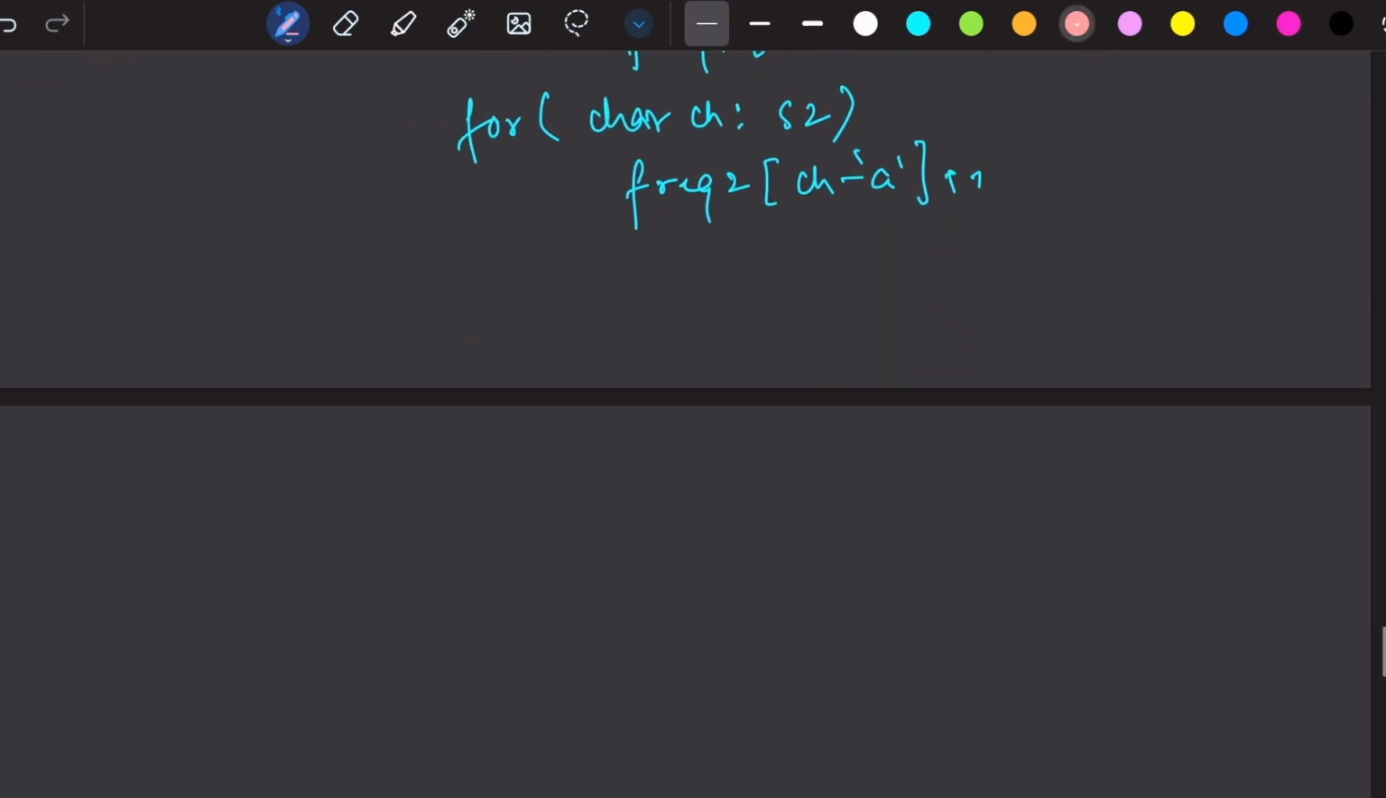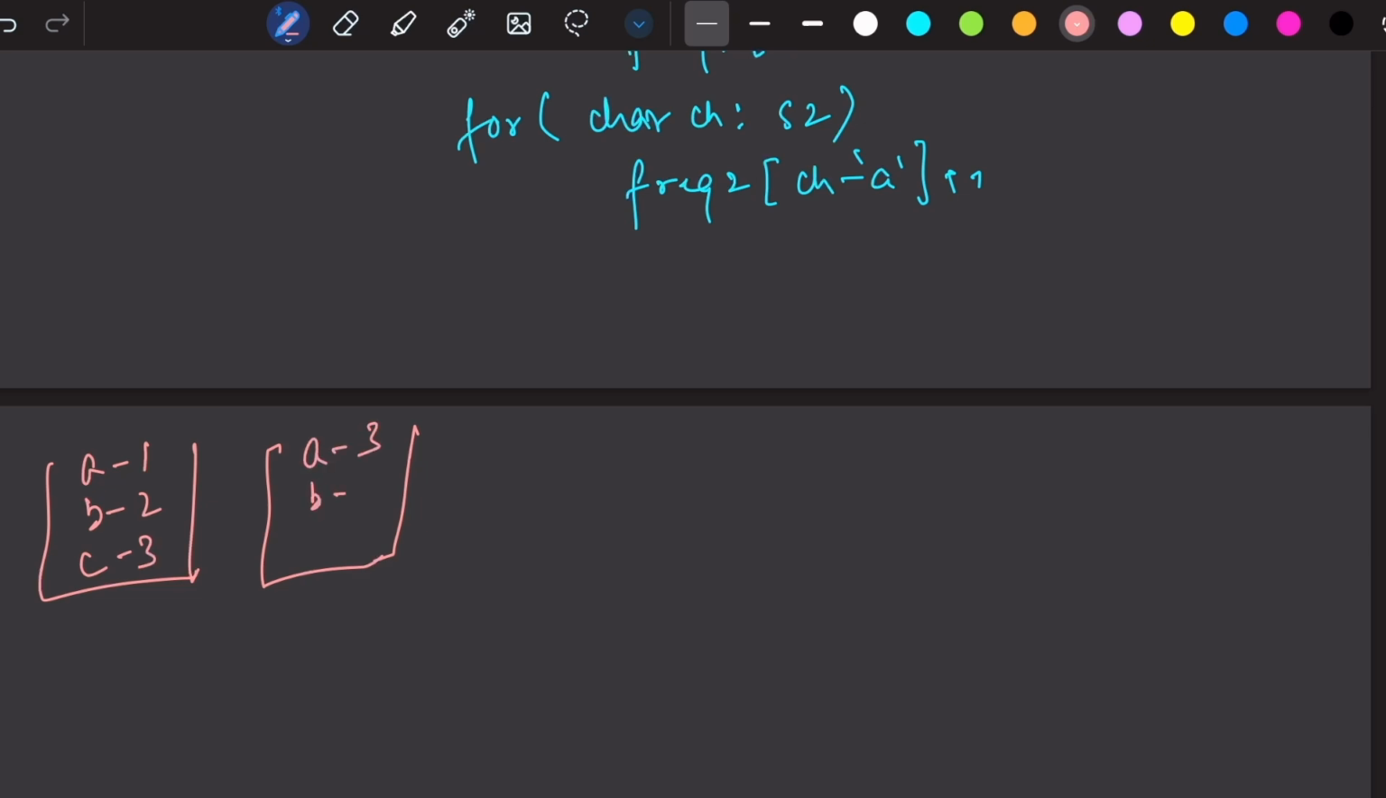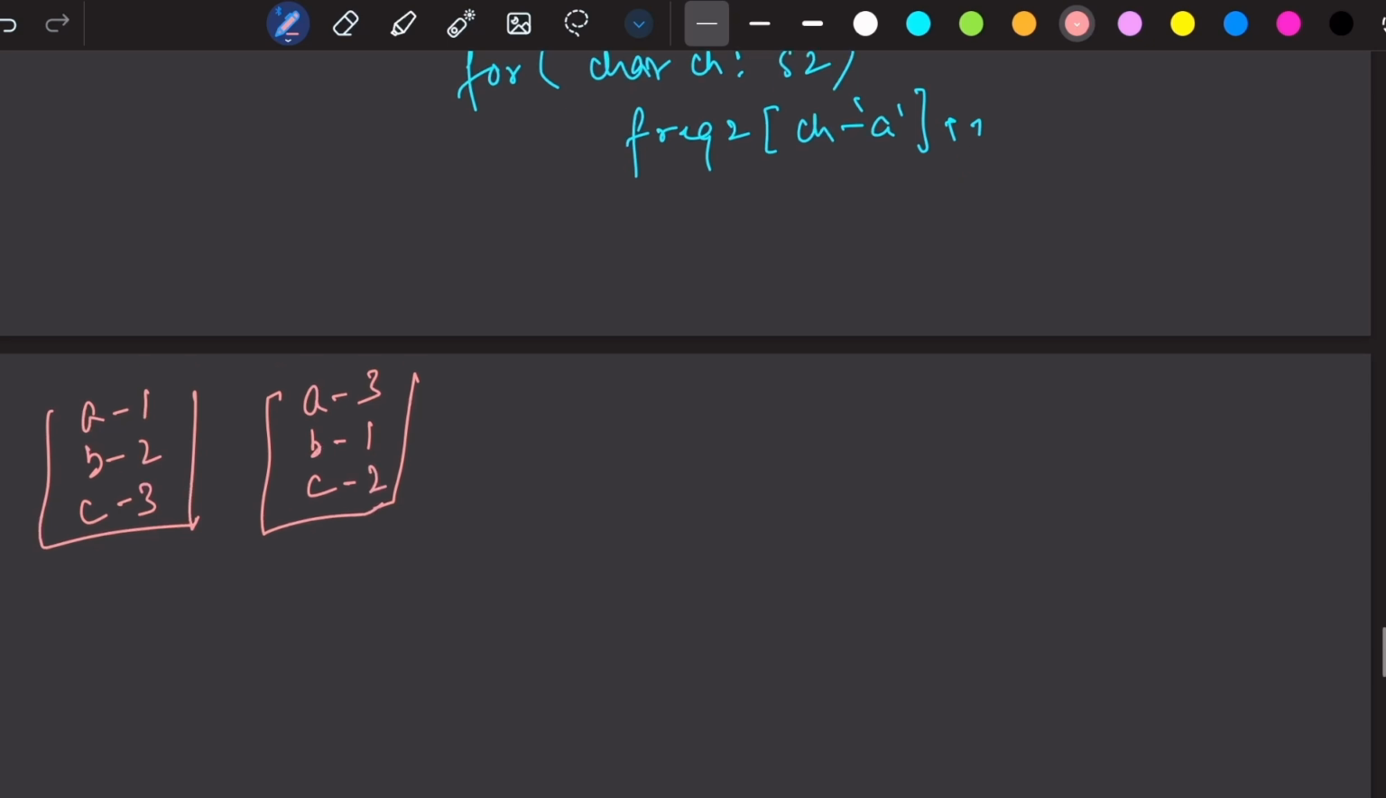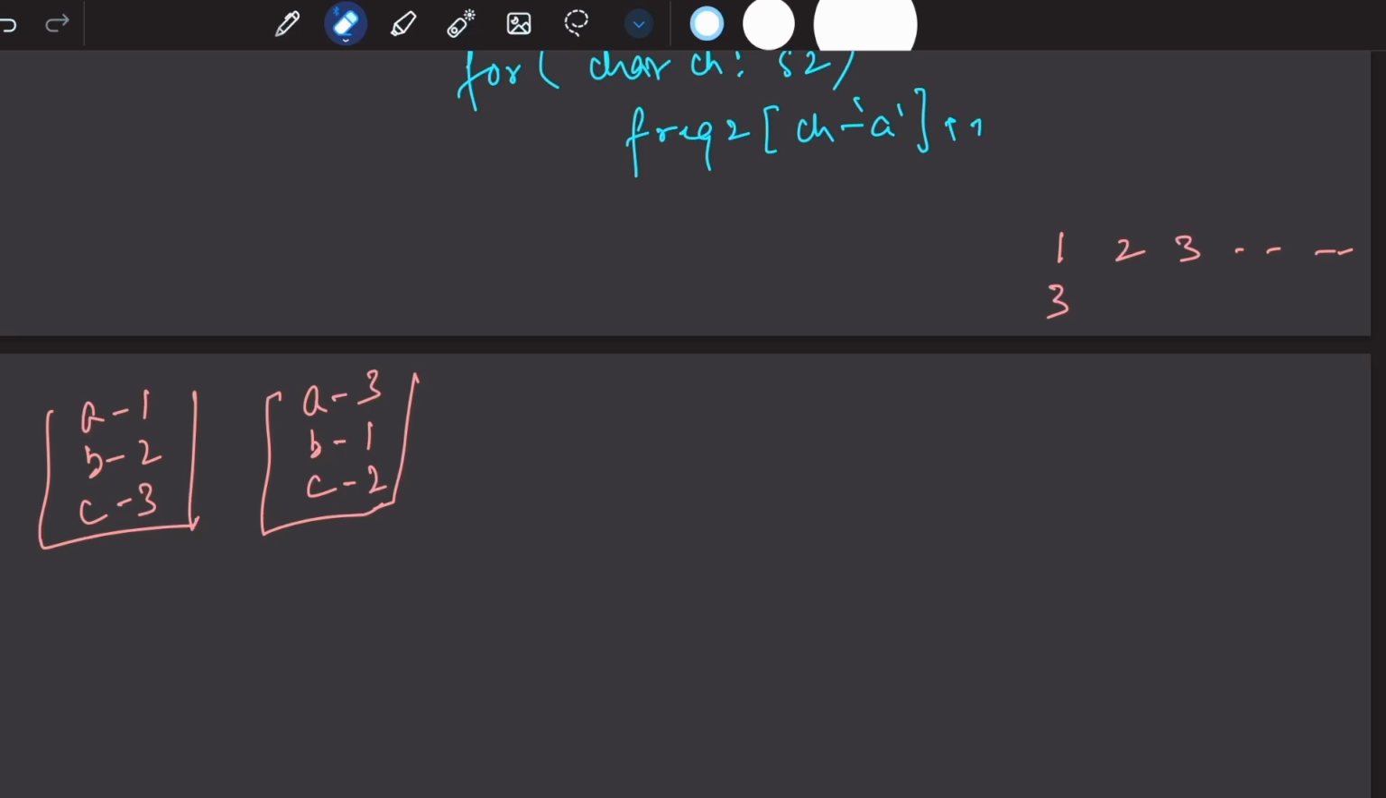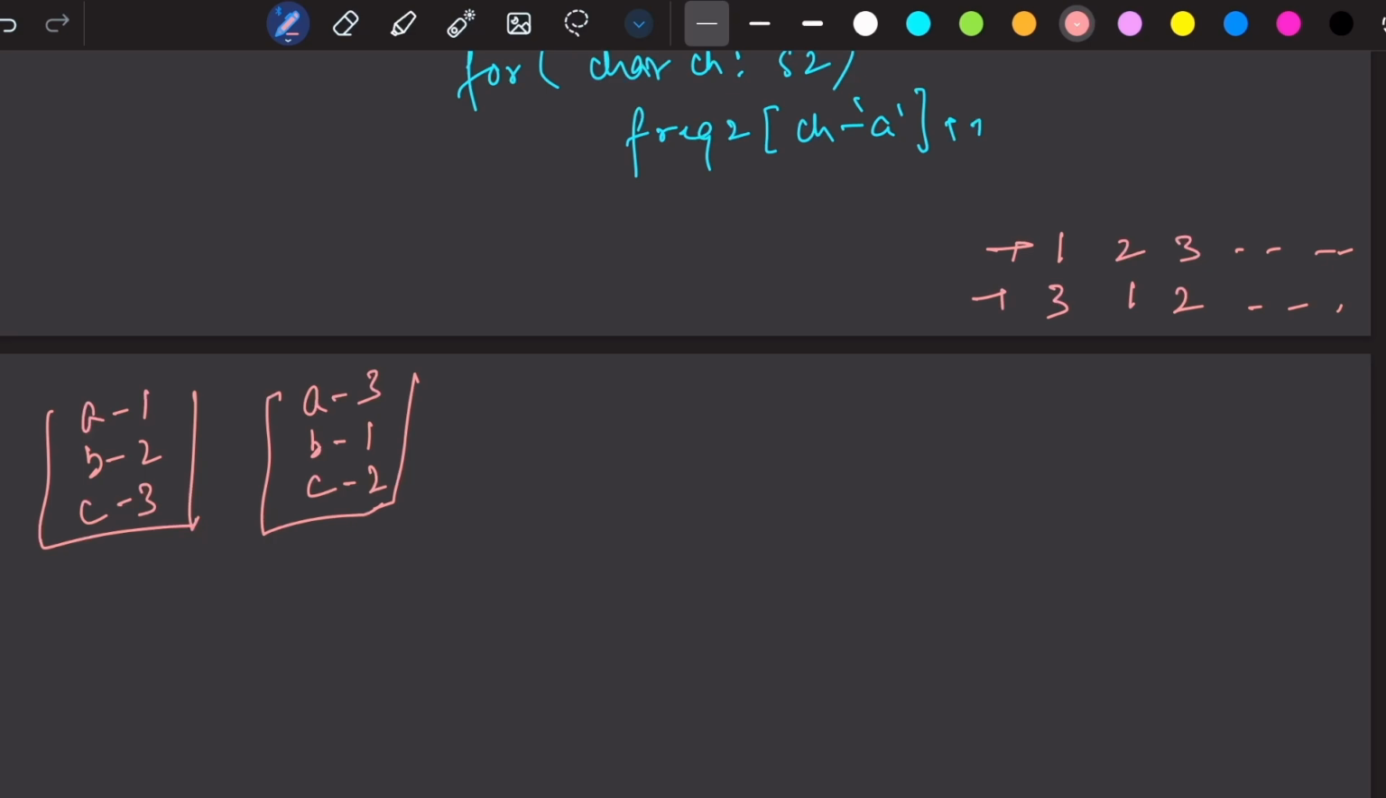Now at this point we have a frequency array: a is 1 time, b is 2 times, c is 3 times, and for the other, a is 3 times, b is 1 time and c is 2 times. How can we check if we can do it, because the array is 1 2 3, then 0 0 0, and it is 3 2 3 1 2, basically 3 1 2, then this. How can we see if this is equal to this?